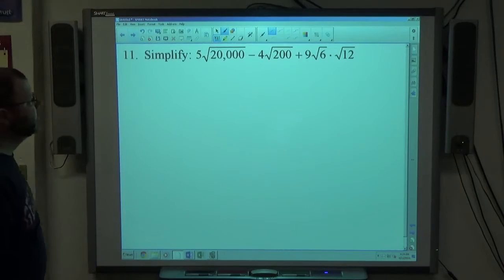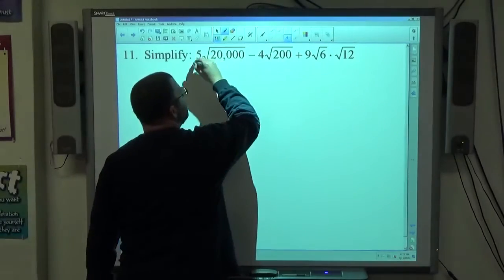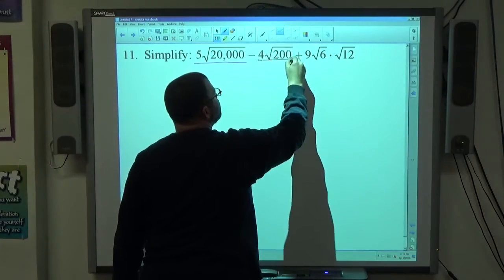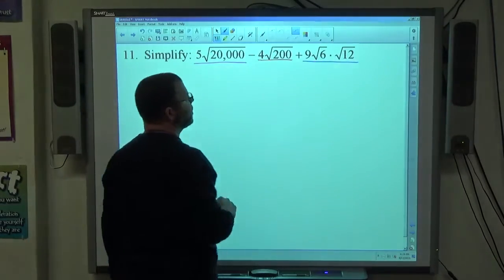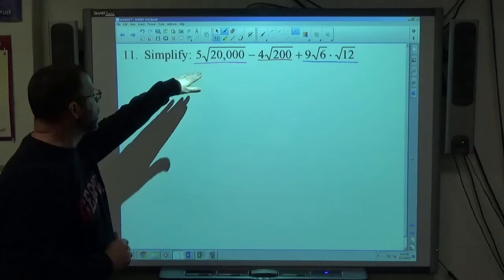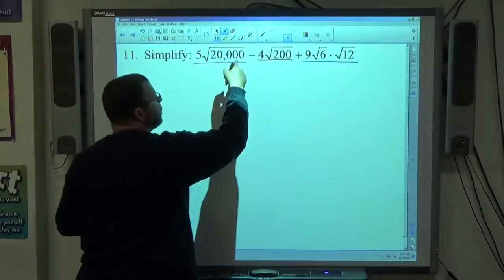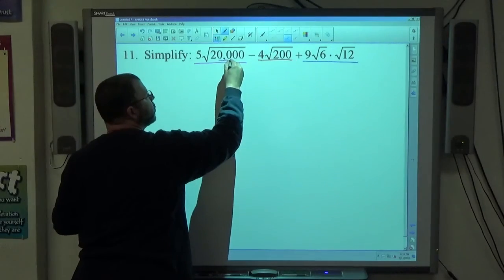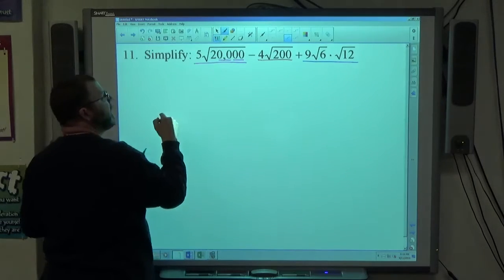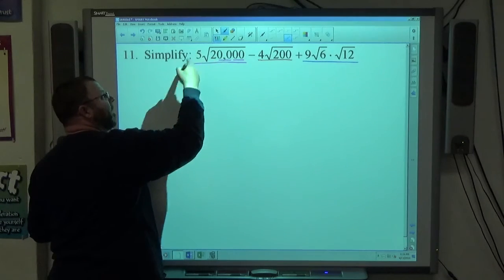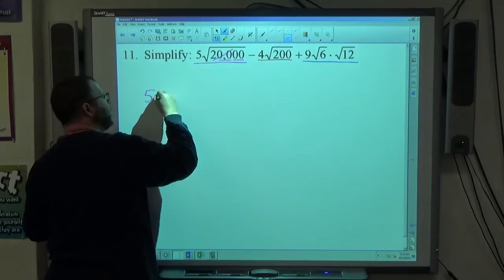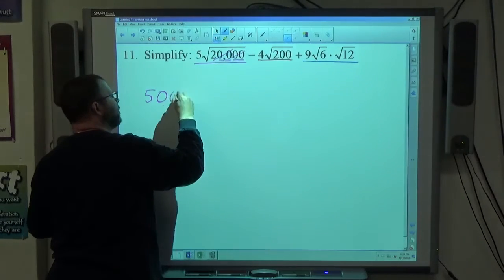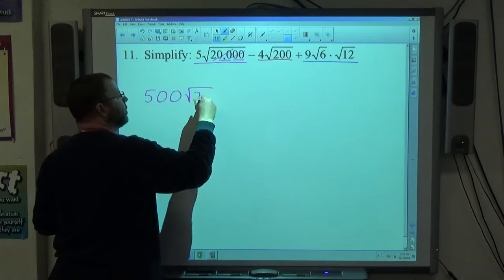Number 11. We've got this piece, and this piece. These are being multiplied together, so everything there counts as a single piece. For the purple underlined piece, what I see is a couple pairs of zeros. So there's one pair of zeros, there's a second pair of zeros. Every pair of zeros creates a 10 outside. So 5 is outside already, times 10 makes 50, times another 10 makes 500. Square root of 2 gets left inside.